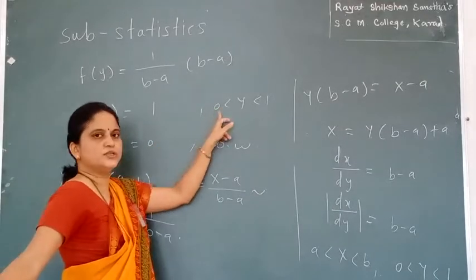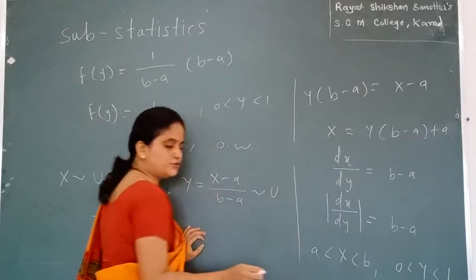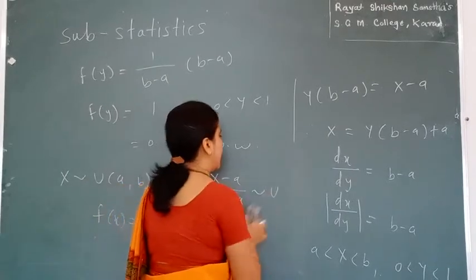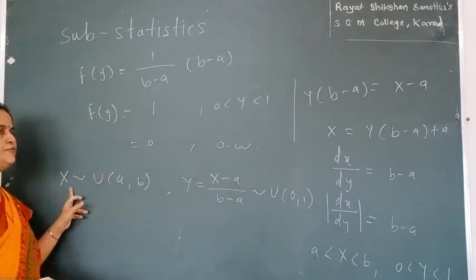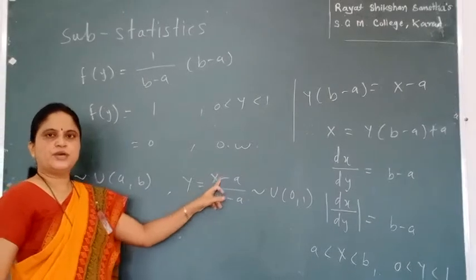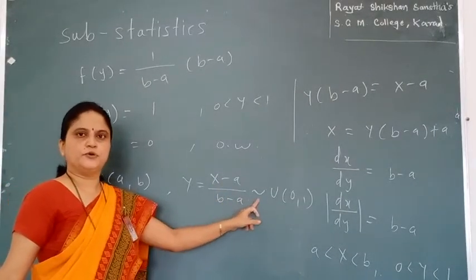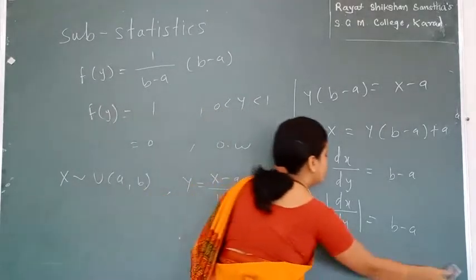The range is 0 to 1. So your y is again a uniform distribution for the range 0 to 1. So this is my required answer. That is, if x follows uniform AB, then y, which is equal to x minus a divided by b minus a, follows uniform 0, 1. Okay. So this is my first problem.